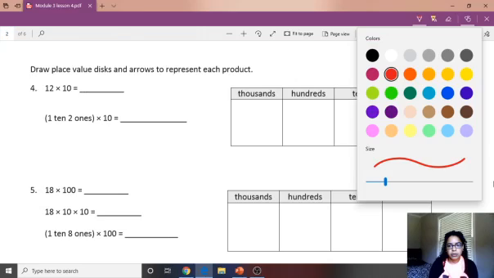Ooh, see, this one has a lot more colors. I'm going to do pink.